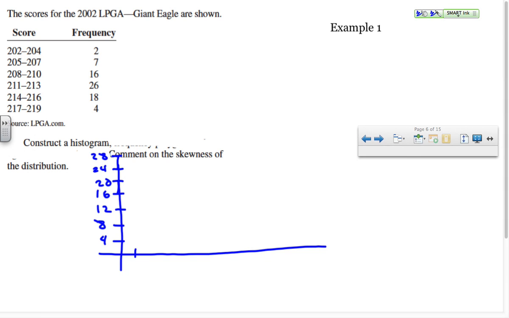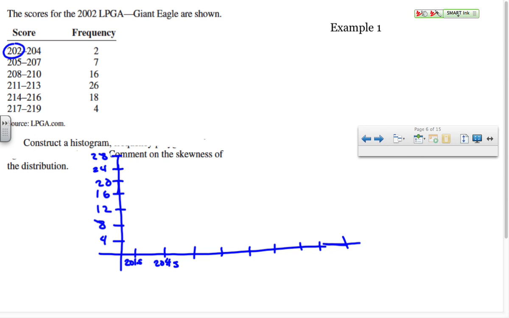I'm going to use the class boundary. So we're going to go 201.5 to 204.5. Okay, and again, they should be evenly spaced. All of these bars should be the same space. So I'm going to kind of wing it here and try to make sure these are all exactly the same. That one's a little small, but they should be the same.